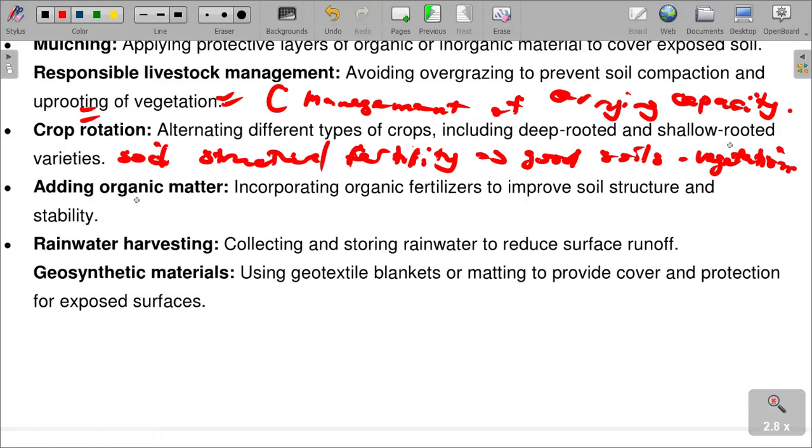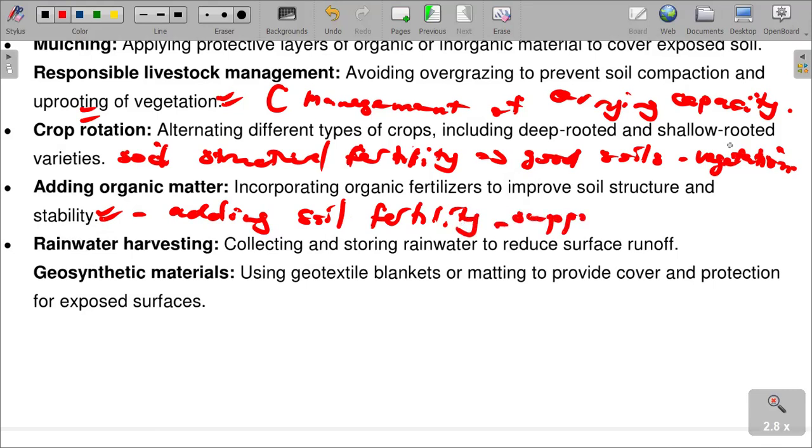And adding organic matter, that is incorporating organic fertilizer to improve soil structure and stability. So therefore, we also help in adding soil fertility, which is also supporting vegetation cover. If vegetation cover is supported, we automatically ensure that runoff is reduced.